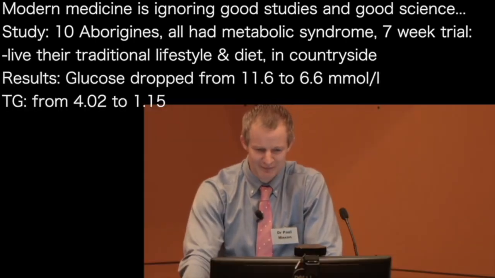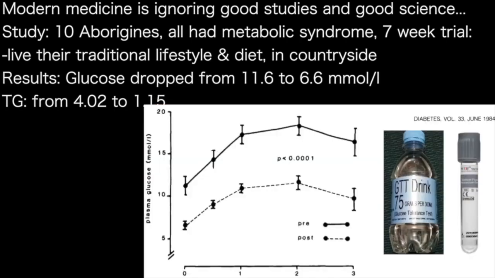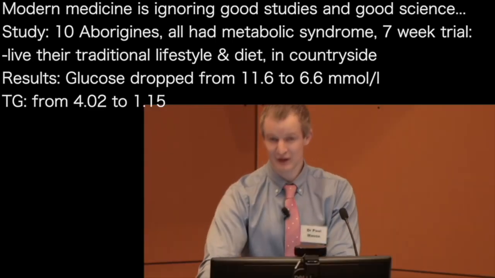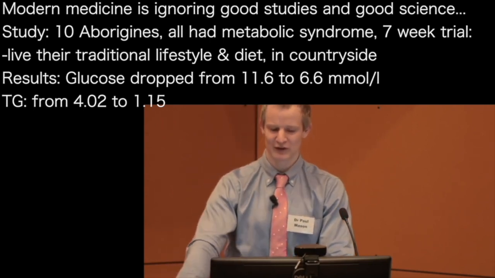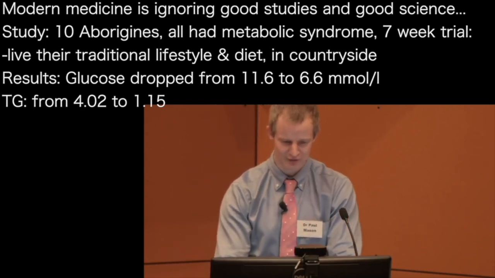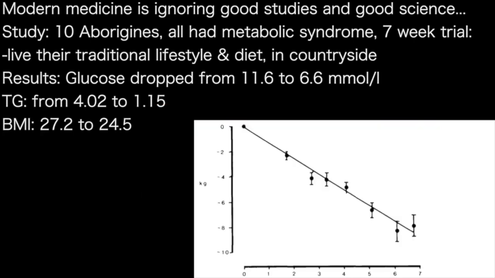So short answer, things got better. This is a graph here showing their blood glucose levels. Their fasting blood glucose level on average at the start of the trial was 11.6. After 7 weeks, just 7 weeks, it went down to 6.6. Their triglyceride level at the start was 4.02, and after 7 weeks it went down to 1.15. Huge reductions. What about their body weight? We saw a large reduction in their body weight. A mean reduction in their BMI went from 27.2 down to 24.5.